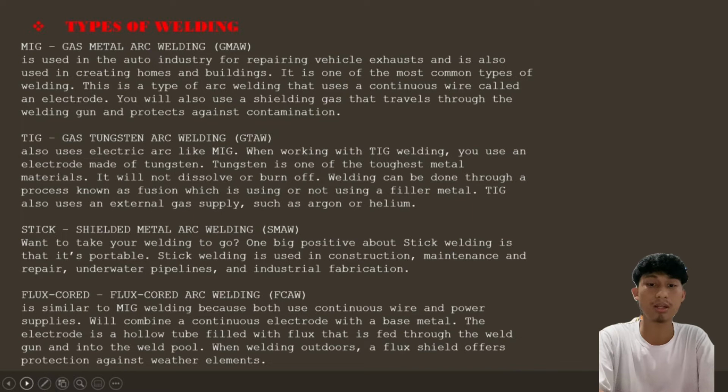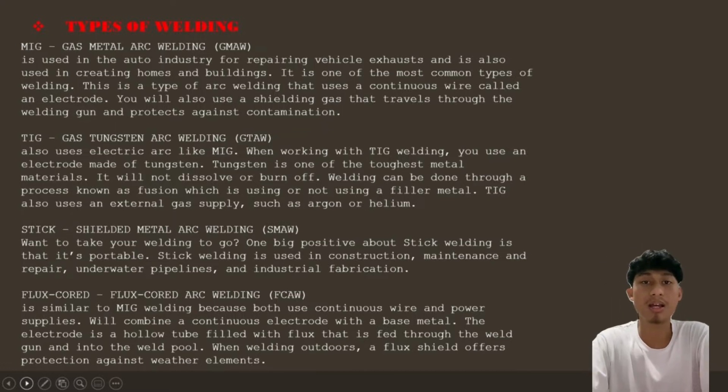Types of welding. Firstly is MIG, gas metal arc welding. It is used in the auto industry for repairing windshields and exhausts, and is also used in connecting homes and buildings. It is one of the most common types of welding. This is a type of arc welding that uses a continuous wire called an electrode. You will also use a shielding gas that travels through the welding gun and protects against contamination.